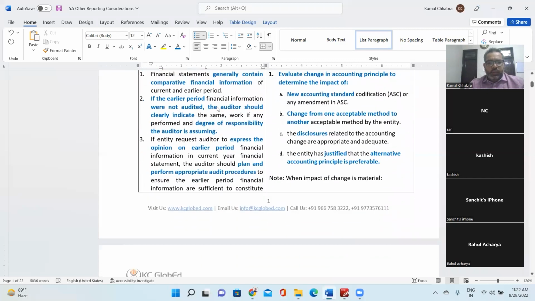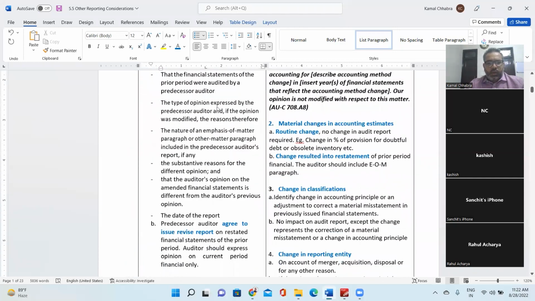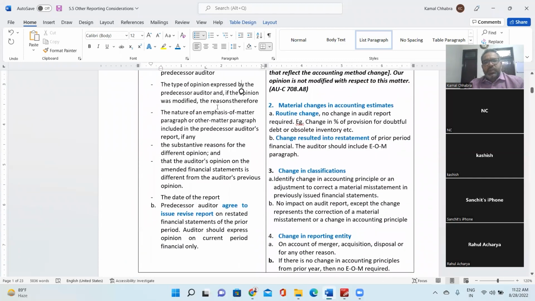Cool. Let's come back here. Okay. So in addition to that, the nature of the emphasis of matter, the substantive reason for the difference of opinion, why your opinion is different than the predecessor auditor's, you need to mention the reason for that, and that the auditor's opinion on the amended financial statements is different from the auditor's previous opinion. And then the last thing is the date of the report. Those things you need to mention in your respective reports.